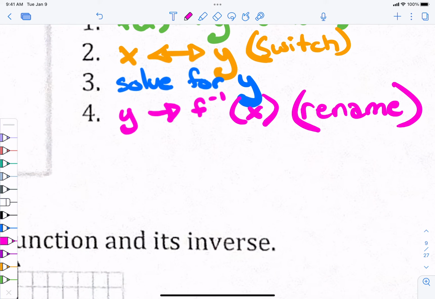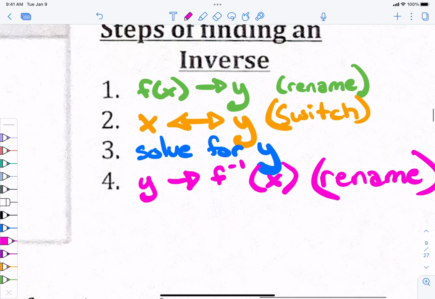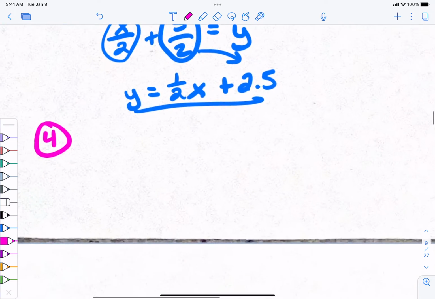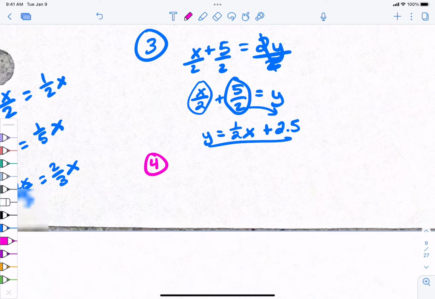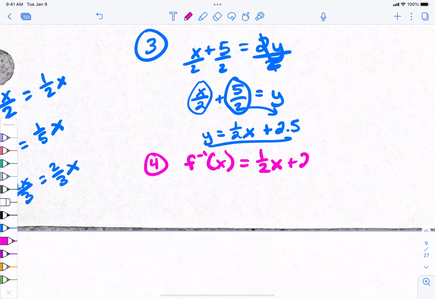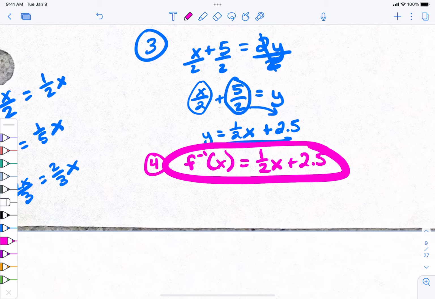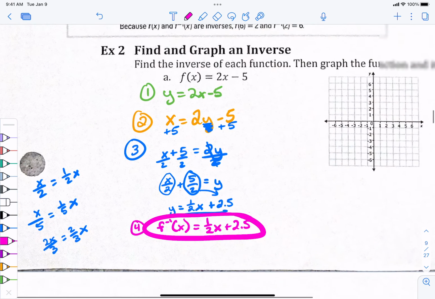Wait, can you go back to those steps? Okay, step 3, right there. Just wait. We will. Okay, so that's the rename step, yeah? Okay, let's go back and rename him. So we have him. He is y equals 1/2 x plus 2.5. And now he is going to be f inverse of x equals 1/2 x plus 2.5. That's my final answer. Okay, that is the inverse.